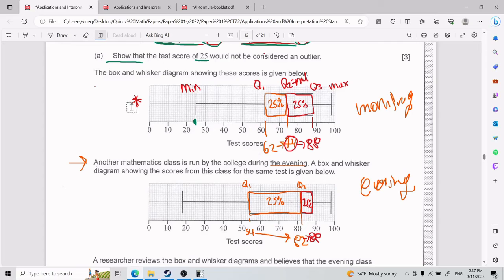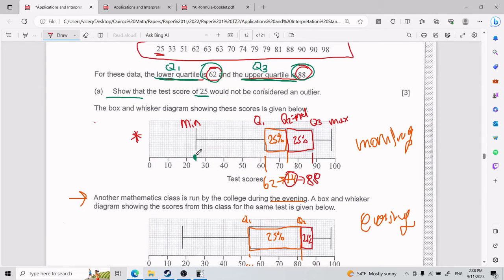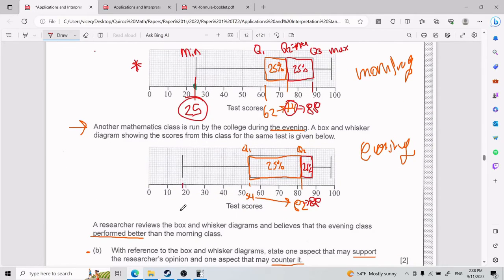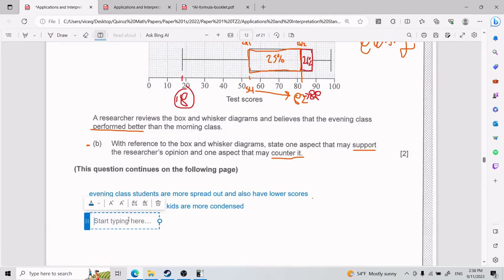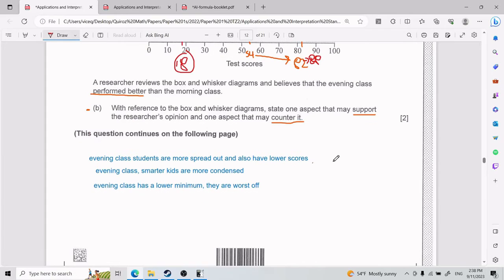See, there's a lot of different reasons you can give. I think the more intuitive ones are the ones I just mentioned. The other super intuitive one is that you can compare the minimums. Let's just say that the minimum for the morning is 25. What is the minimum for the evening? 18. So you can also say that evening class has a lower minimum. They are worse off. So the first one I gave, that evening class students are more spread out and also have lower scores, says evening is worse, so that counters. For the evening class, smarter kids are more condensed: this supports. And the evening class has a lower minimum, they're worse off: counters.